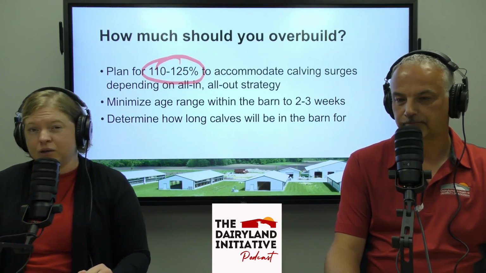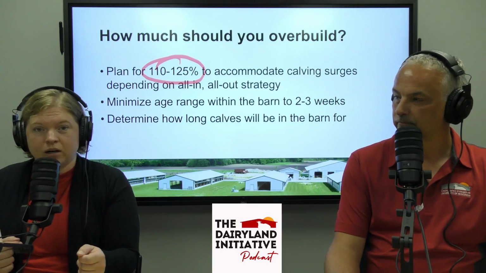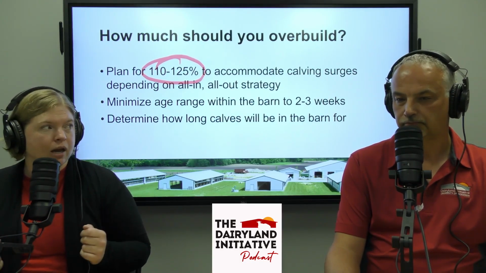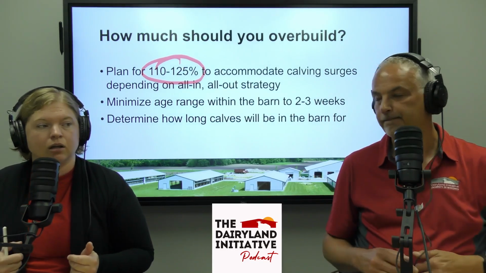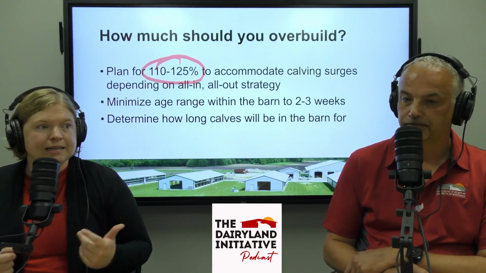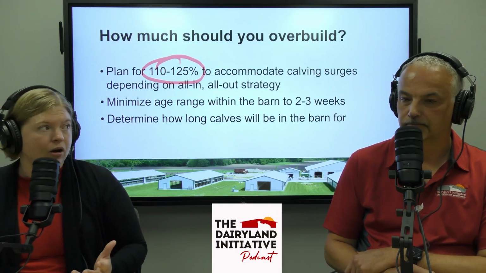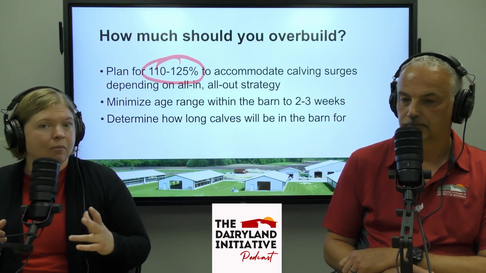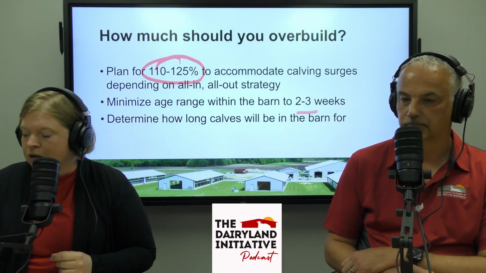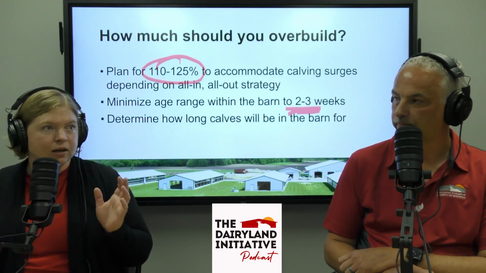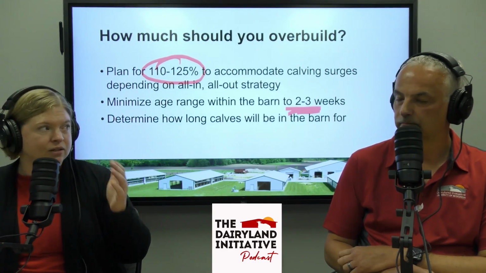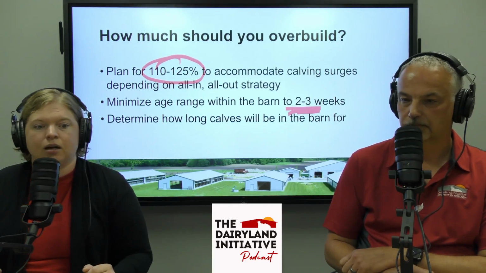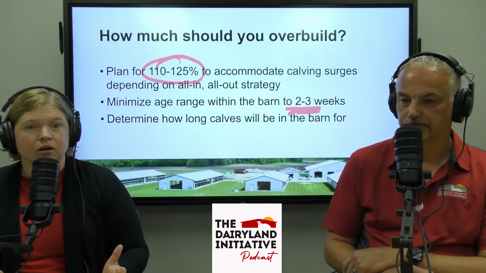So are you going to have continuous flow where once one calf leaves a pen, another one fills it automatically? Are we looking at more of an all-in, all-out system, which I'll illustrate in a little bit here? Okay. But ideally, we would be focusing on that all-in, all-out strategy and minimizing the age range within that barn to 2 to 3 weeks so that we aren't exposing young calves to any pathogens that older animals may be shedding.